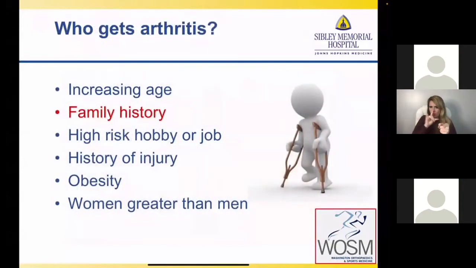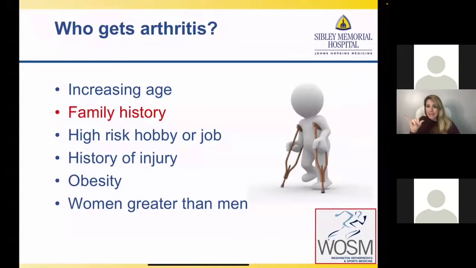So who gets arthritis? Well, basically, if you live long enough, you're going to get arthritis somewhere, if not multiple places. Age is probably the single most important thing, because as we grow up, the cartilage wears, and finally it gets to the point where it wears out. People with a family history of arthritis are more likely to get arthritis. There are certainly high-risk hobbies and jobs that cause arthritis.